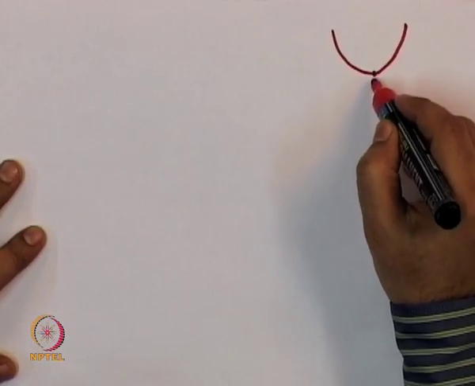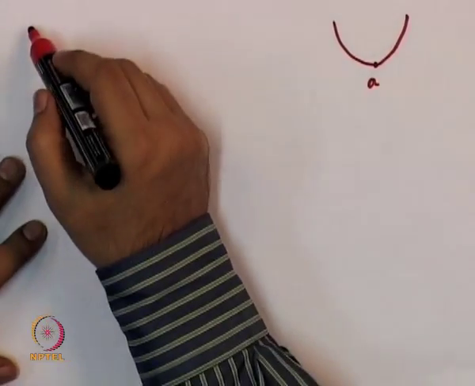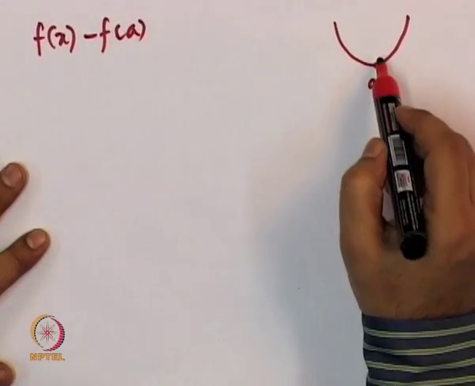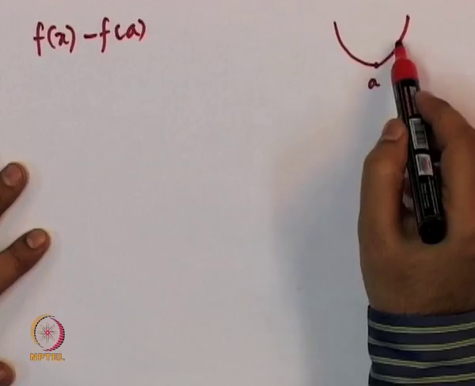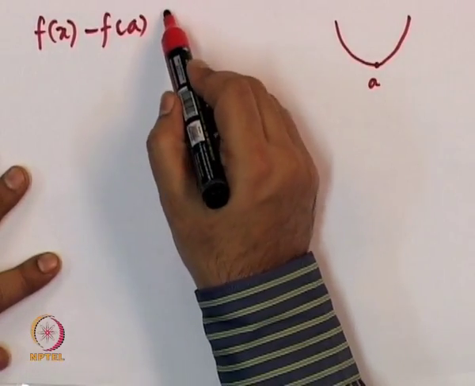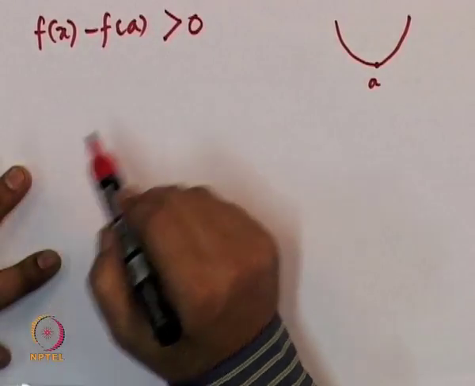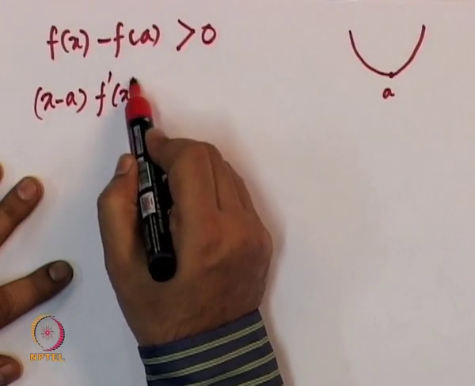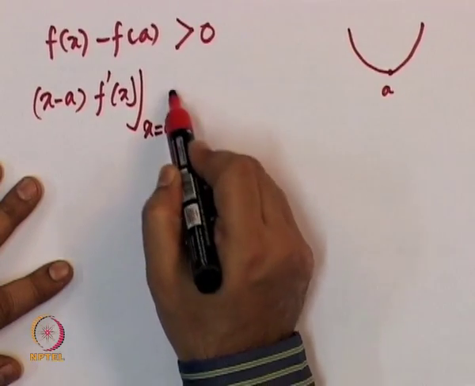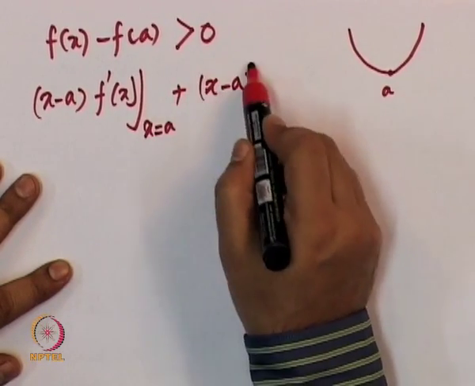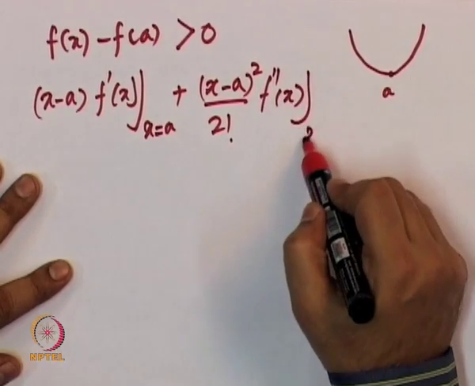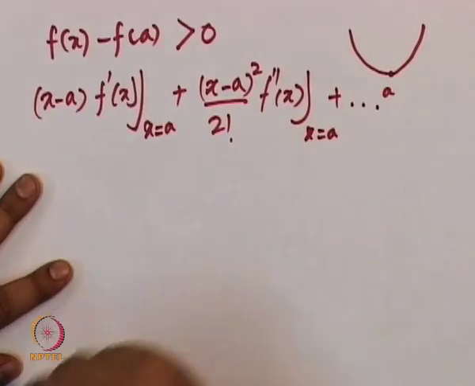By the same argument, suppose I say that A is not a maxima point, but a minima point, a point that looks like that, and this is my A. Then also you can look at f of x minus f of A. If I am at a minima, either way I go, f of x minus f of A has to be greater than 0. If that is so, then I have (x minus A) f prime of x at x equal to A, plus (x minus A) whole squared by 2 factorial f double prime of x evaluated at x equal to A, plus and so on and so forth.